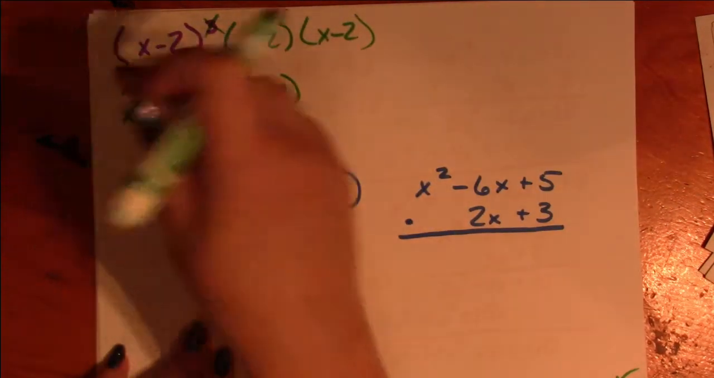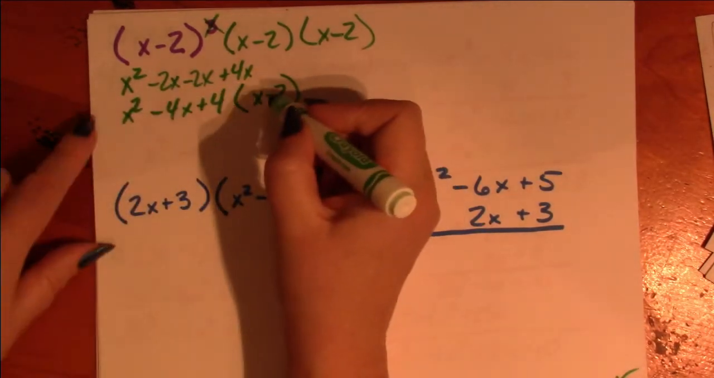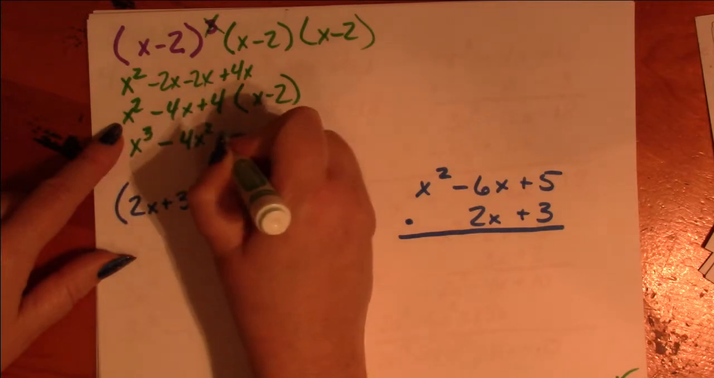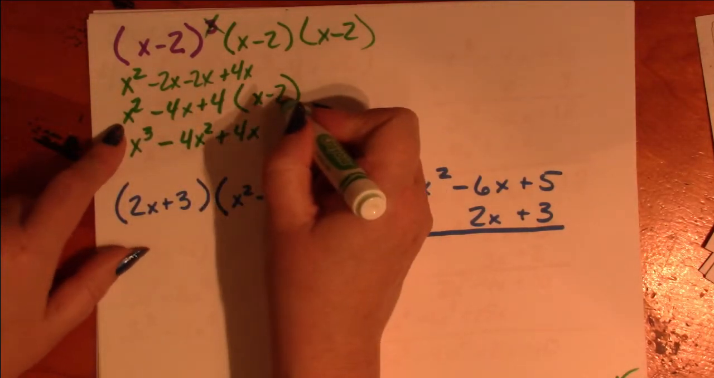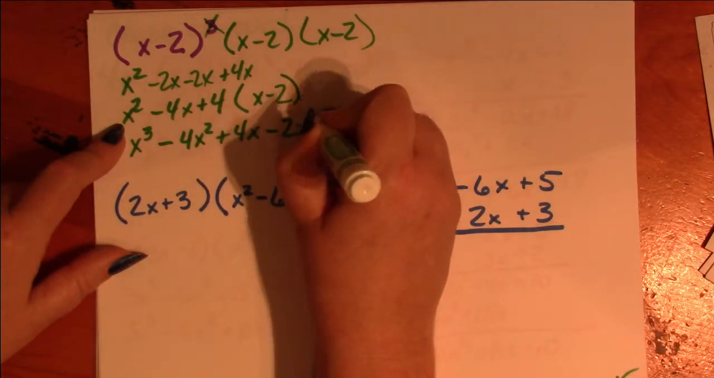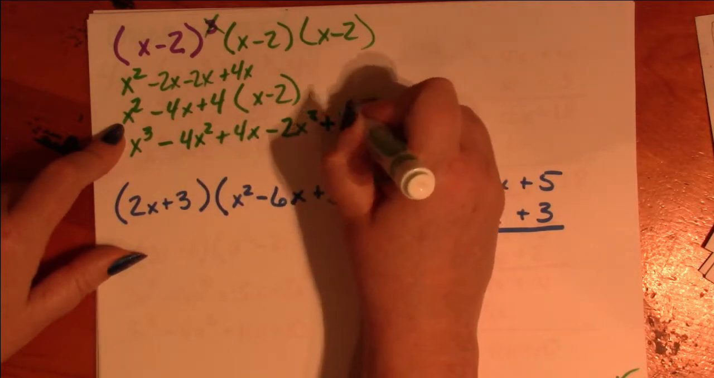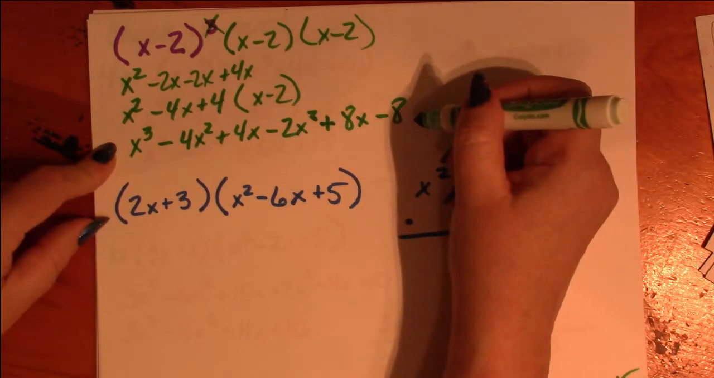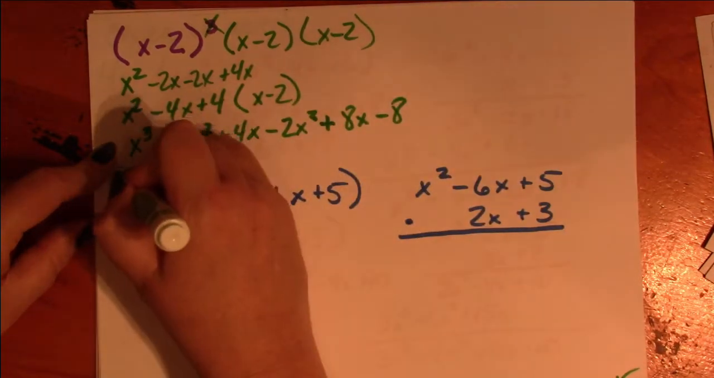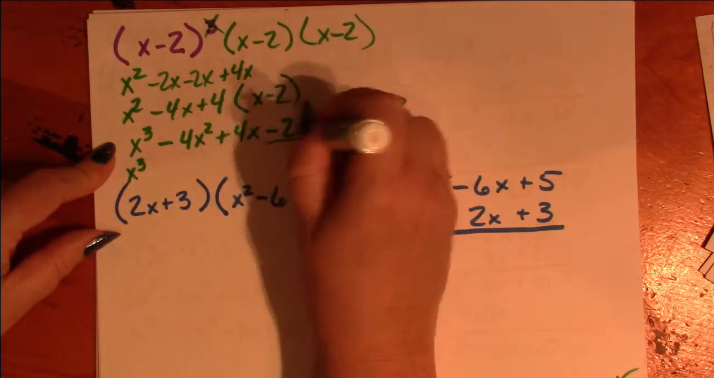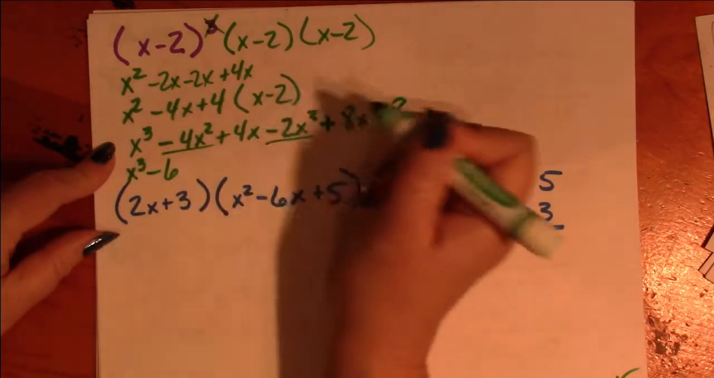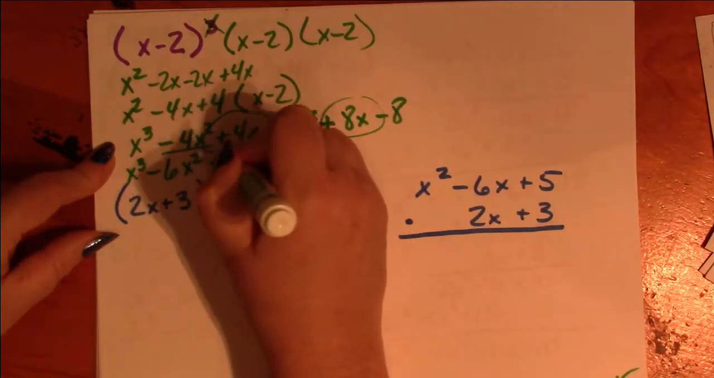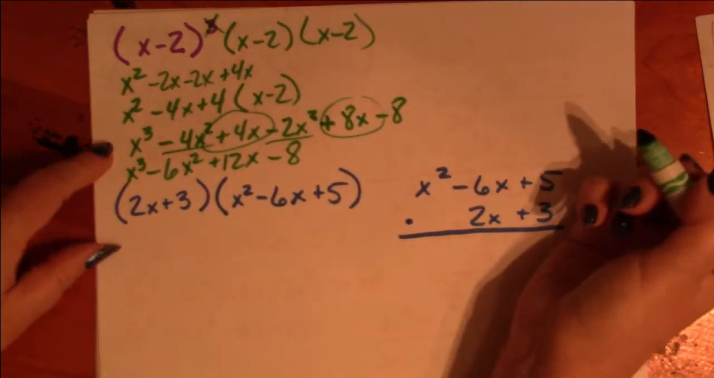times x minus 2. And I want to put that on this side, because that's going to be much easier. So if we did x times all of this, it gives us x cubed minus 4x squared plus 4x, and then minus 2 times everything: minus 2x squared plus 8x minus 8. And now we have to combine these like terms. So I've got x cubed minus 6x squared plus 12x minus 8. There we go.